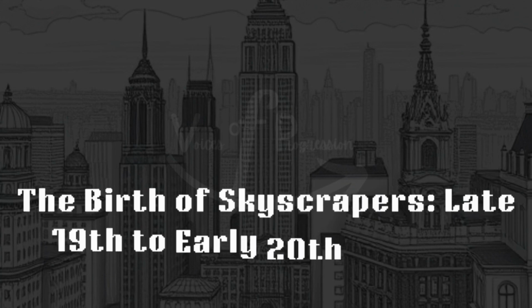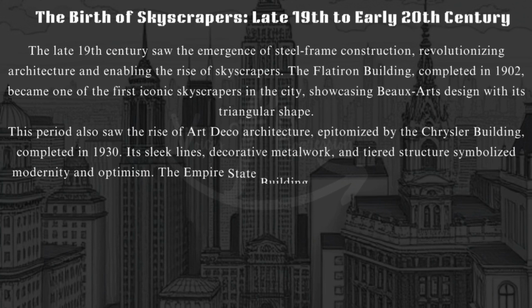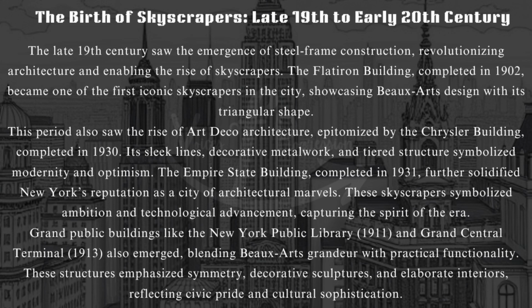The birth of skyscrapers. Late 19th to early 20th century. The late 19th century saw the emergence of steel frame construction, revolutionizing architecture and enabling the rise of skyscrapers. The Flatiron Building, completed in 1902, became one of the first iconic skyscrapers in the city, showcasing Beaux-Arts design with its triangular shape. This period also saw the rise of Art Deco architecture, epitomized by the Chrysler Building, completed in 1930. Its sleek lines, decorative metalwork, and tiered structure symbolized modernity and optimism.